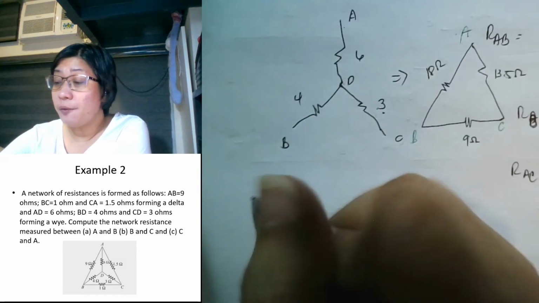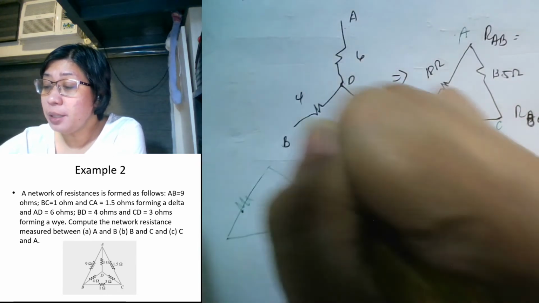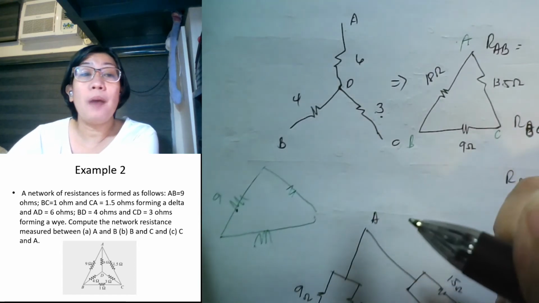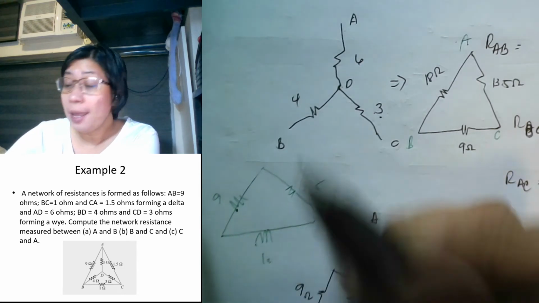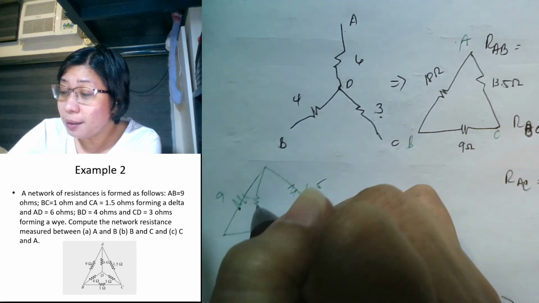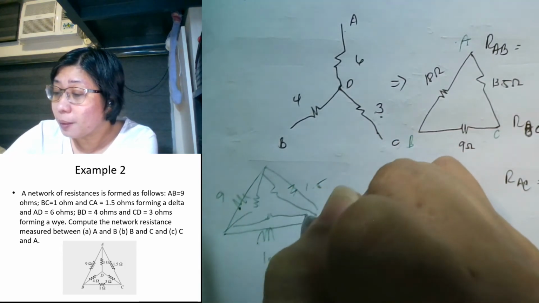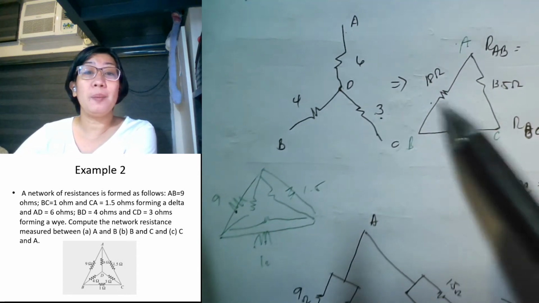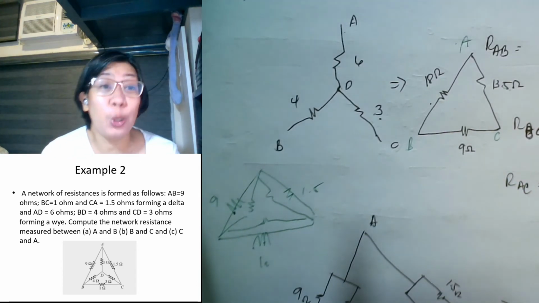So it's just like we have the first delta, having the value of 9, having the value of 1.5, and having the value of 1, and then we have another delta like that. So we have another delta having a value of 18, 13.5, and 9. So this is quite easier to analyze.